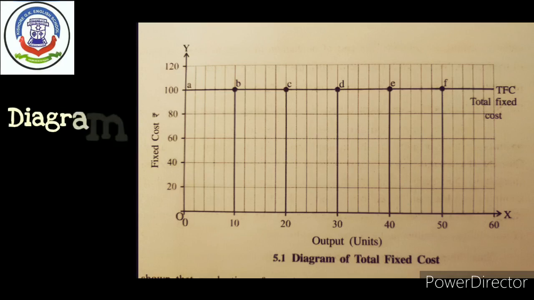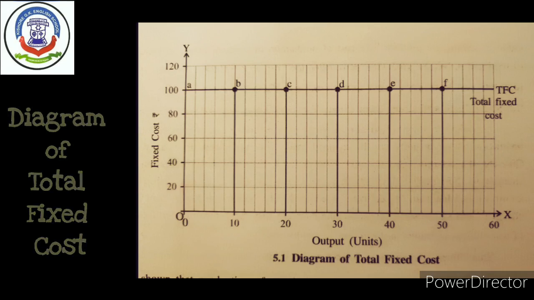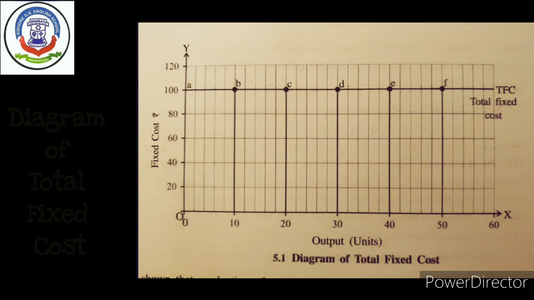In the diagram, on the x-axis output units is measured and on the y-axis total fixed cost in rupees is shown. According to the diagram, whether production is 0 or 10, 20, 30, 40 or 50, production cost is rupees 100. In the diagram, the total fixed cost curve is parallel to the x-axis.